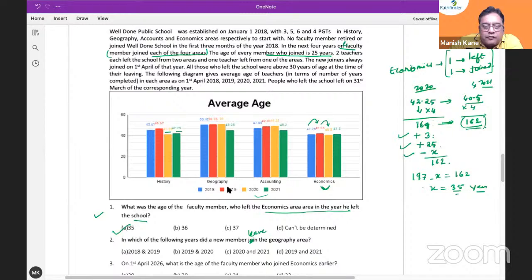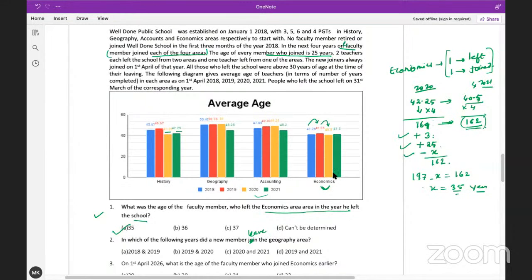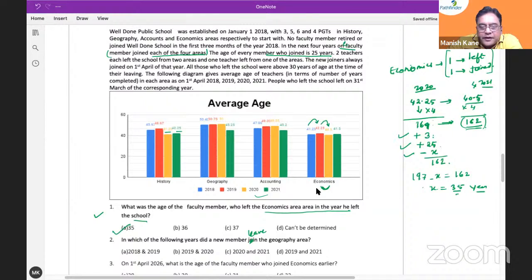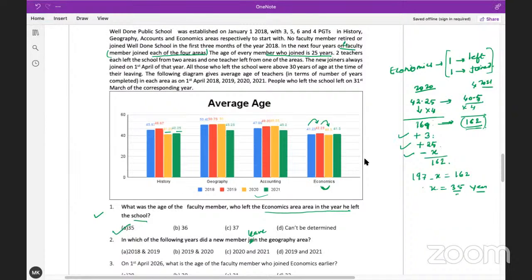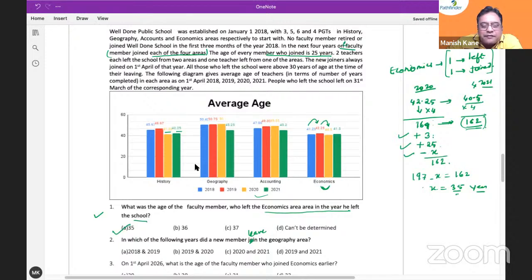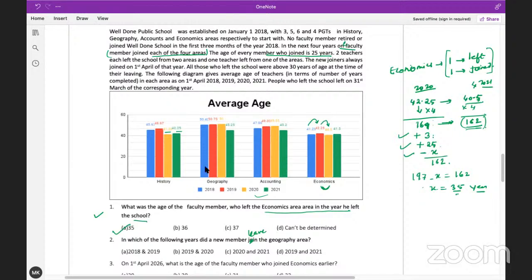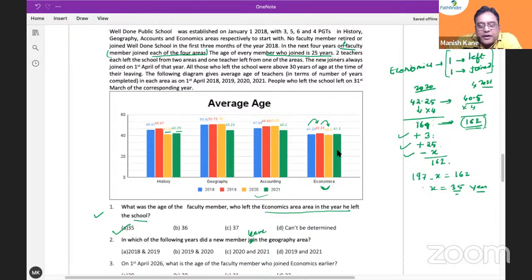See, either history, geography, both the areas, two teachers each left. Then another sentence doesn't make any sense, like one teacher is also leaving from one of the areas. So one teacher left from one of the other areas. That means, out of these four areas, one teacher has left from the other two areas. It is evident, right? If two teachers have left from these two areas, you can't say that one teacher left from these two areas. That one teacher would have left from the remaining two areas, any of the remaining two areas. Correct?